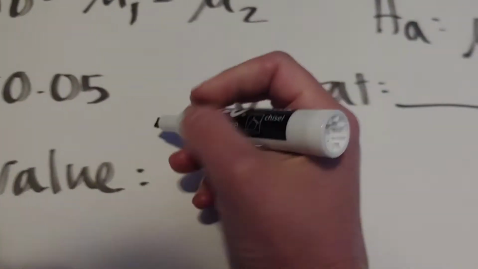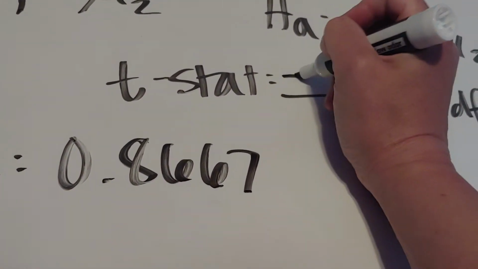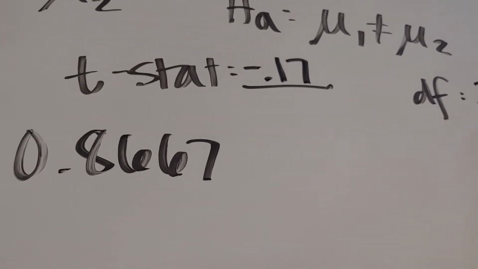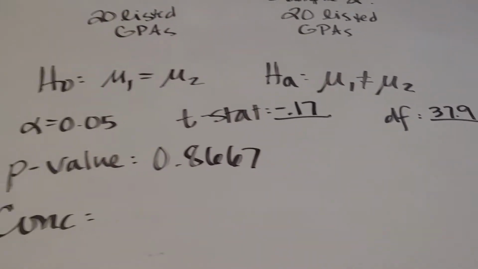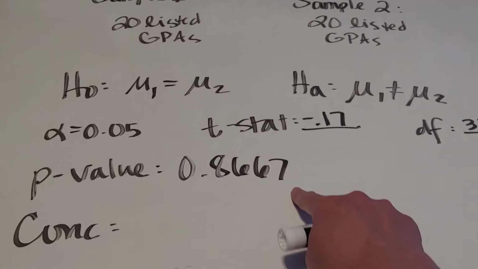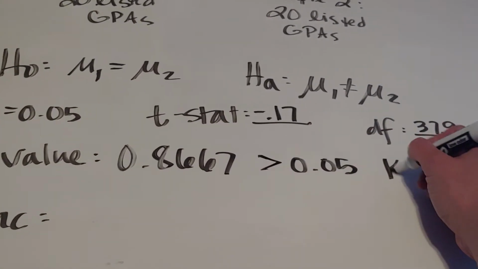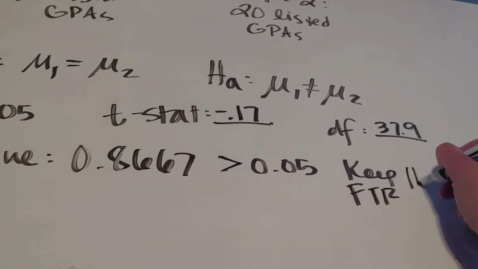So what I'm going to do is write all those lovely things down over here. Just sort of rounding. Awesome. So there's my numbers that I got from StatCrunch. Boom. This is definitely not in the tail. So we are going to keep, which is the same thing as fail to reject, the null.